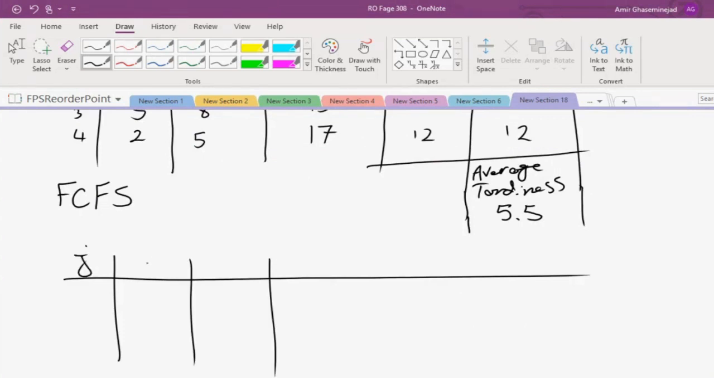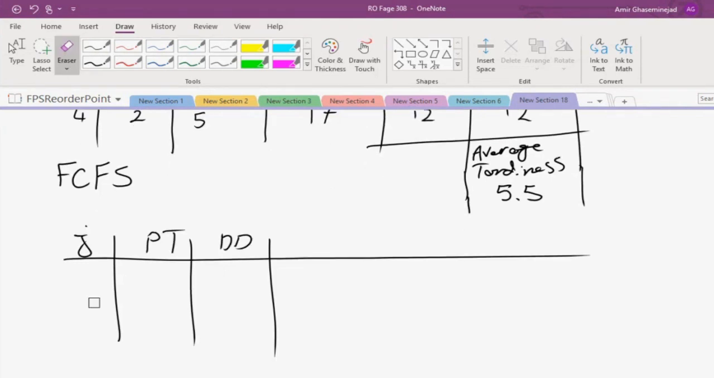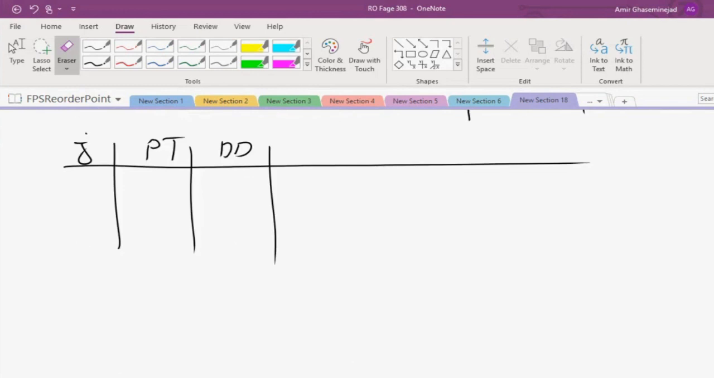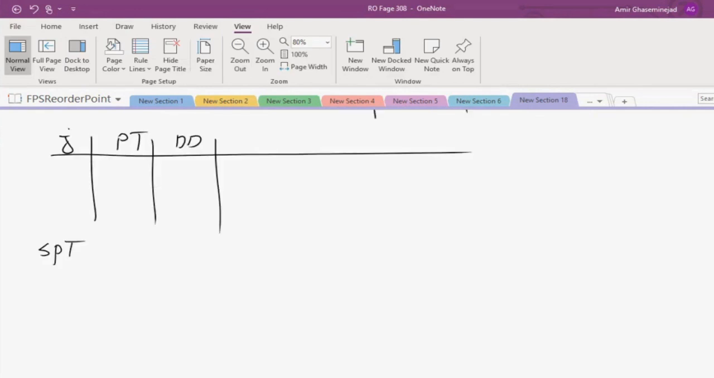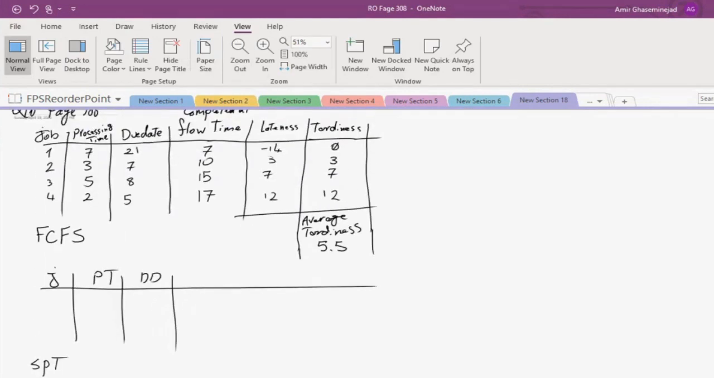So job, processing time, due date. This time we are going to use the shortest processing time first. Let me zoom out a little bit. We'll go with 4 first, then 2 second, then 3 and 1. Lovely, so you have done your homework. The processing time for 4 is 2, for 2 is 3, for 3 is 5, and for 1 is 7. The due dates are 5, 7, 8, and 21.